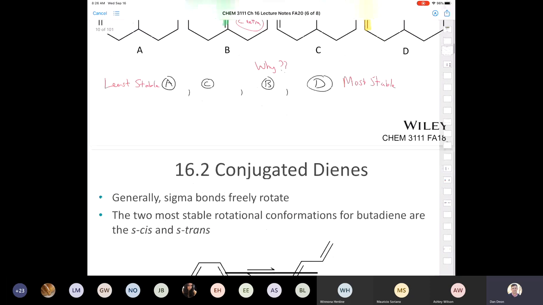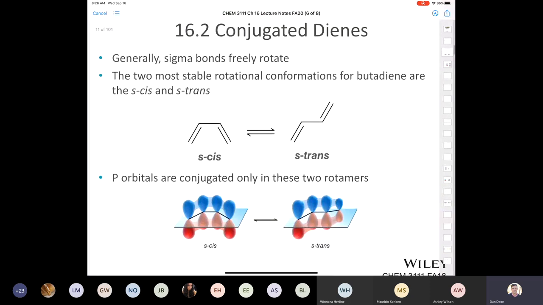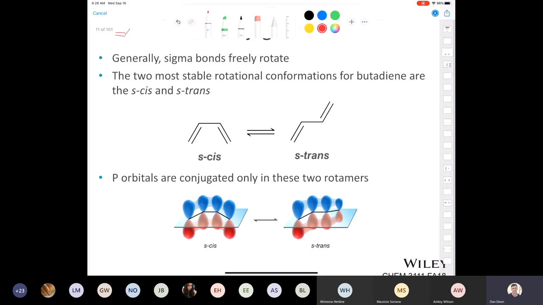Okay, well, let's move on from there and talk a little bit more about conjugated dienes. It says here that generally sigma bonds are free to rotate. The two most stable rotational conformations for butadiene are S cis and S trans. You guys totally know what trans and cis are in an alkene, right? If you have two groups on the same side like this, so that would be cis. And then if I have two groups on opposite sides like this, that's trans.